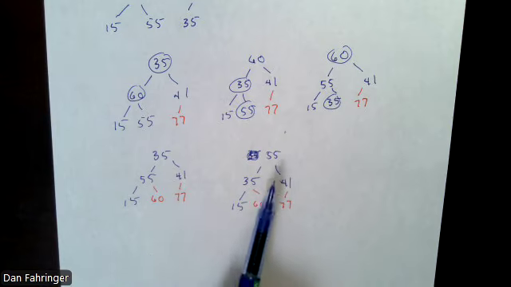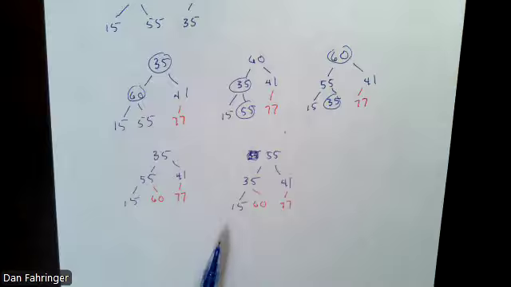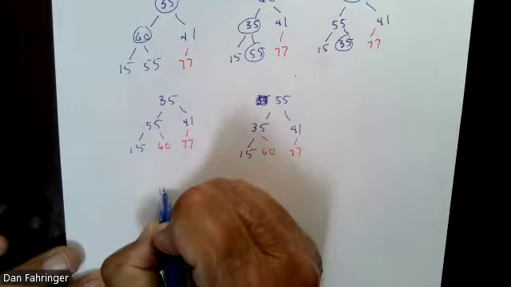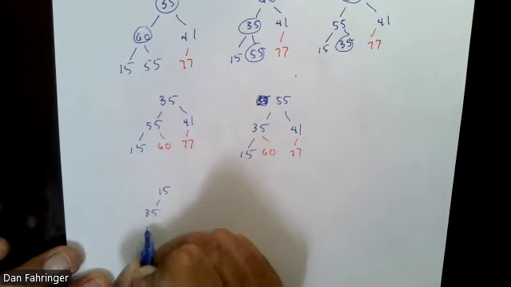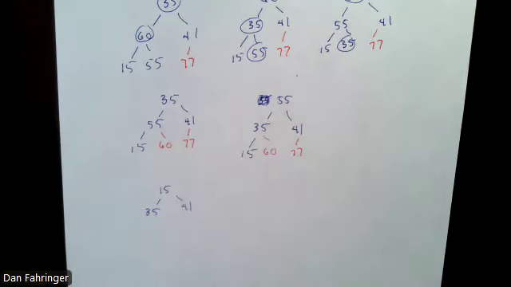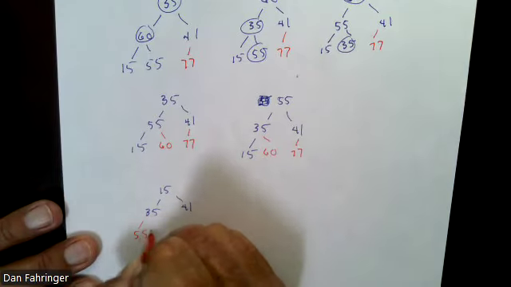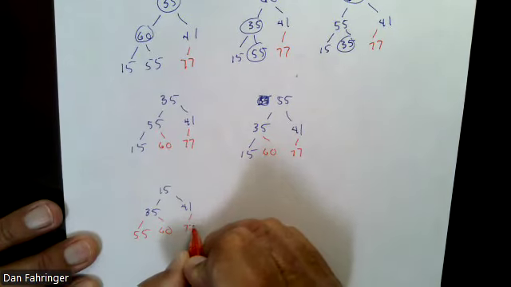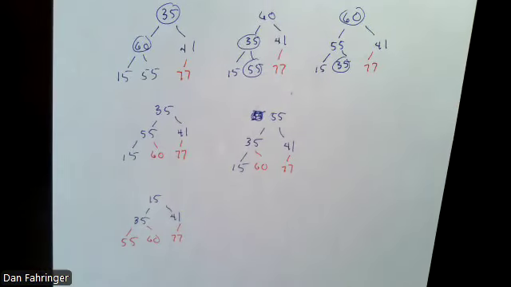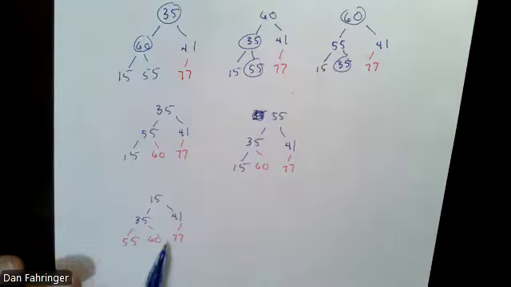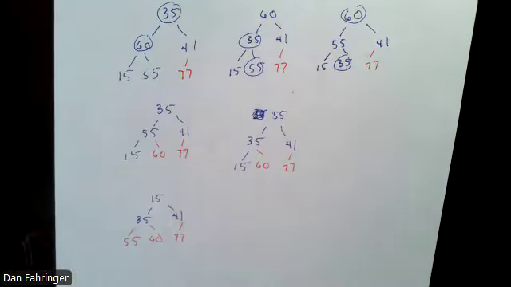And you can see 55 and 15 are going to get exchanged now. And it's just going to keep going. 15, 35, 41, 55, 60, and 77. Are you getting the concept of how this works? Once something's been moved, it just never gets touched again. These guys never get touched again because they're in sorted order.